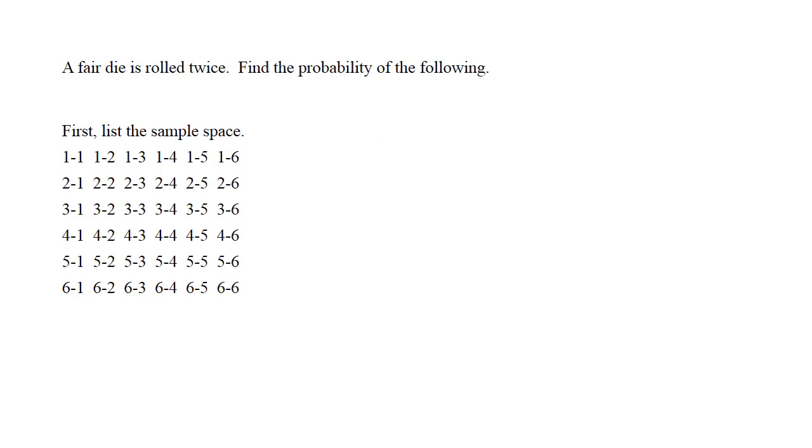The next question says that a fair die is rolled twice. Find the probability of the following. Before we can answer the probability questions, we first need to write out the sample space.